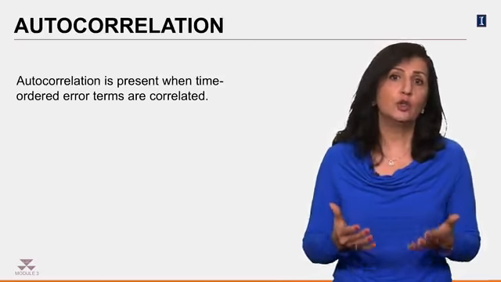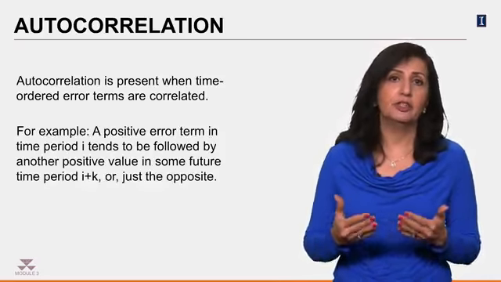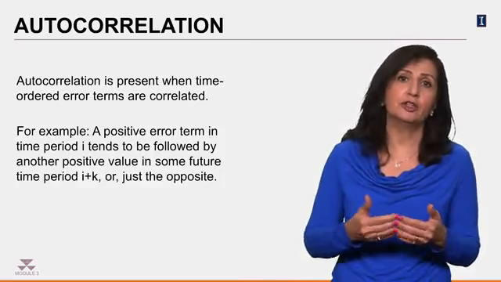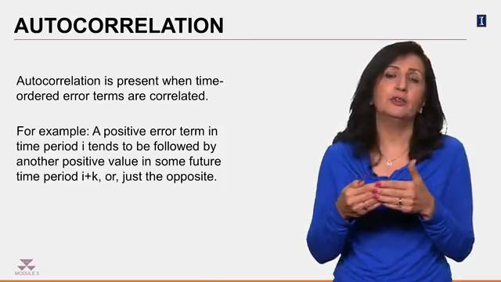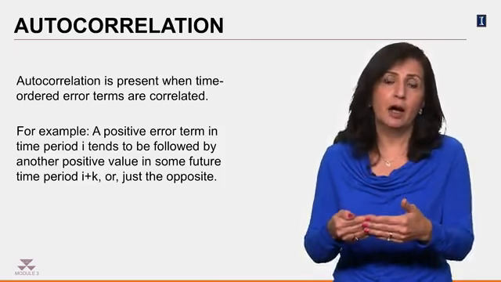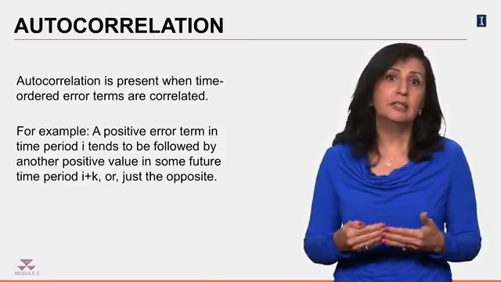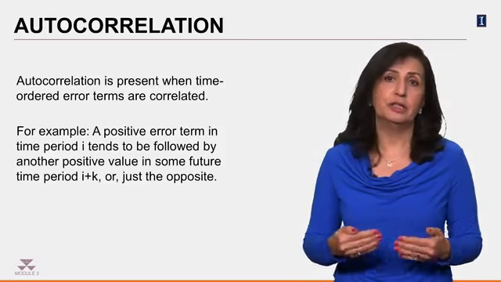Of course, we can also have negative autocorrelation, which is just the opposite. A negative error term in time period i tends to be followed by a negative value in some future time i plus k. Linear regression is not appropriate for these types of data.